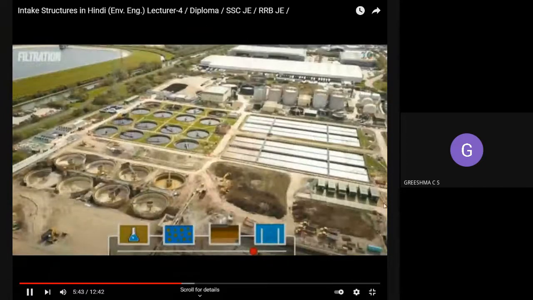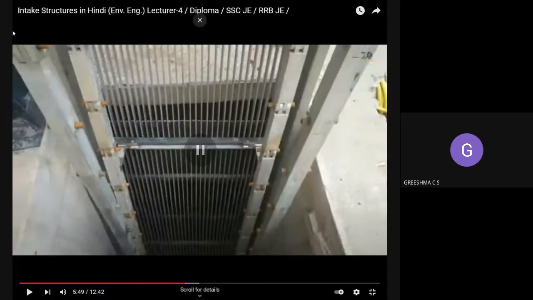So this is a dam. These are all dam structures. This is the coarse screen. Water will be allowed to pass through this coarse screen, so all the big matters will be captured over here.